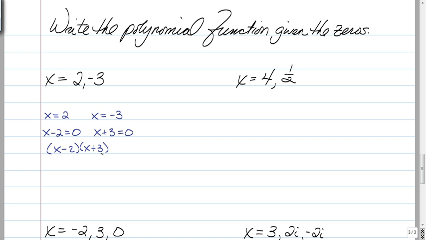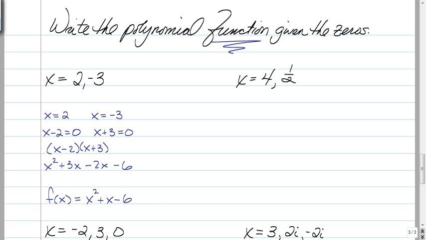And now all you have to do is FOIL. So you multiply x and x, x and 3, -2 and x, -2 and 3, and you're going to get x squared plus 3x minus 2x minus 6. All we did was FOIL and combine your like terms, and you must put an f of x in front because it says write the polynomial function. So f of x is equal to x squared plus x minus 6. That's all you have to do.